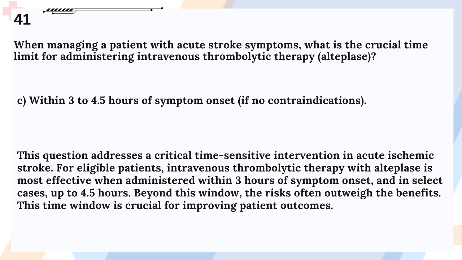Answer: C. Within 3 to 4.5 hours of symptom onset, if no contraindications. This question addresses a critical time-sensitive intervention in acute ischemic stroke. For eligible patients, intravenous thrombolytic therapy with alteplase is most effective when administered within 3 hours of symptom onset, and in select cases, up to 4.5 hours. Beyond this window, the risks often outweigh the benefits. This time window is crucial for improving patient outcomes.